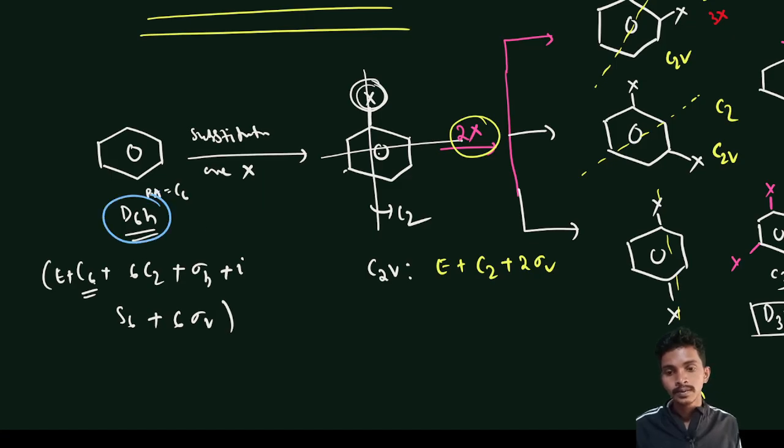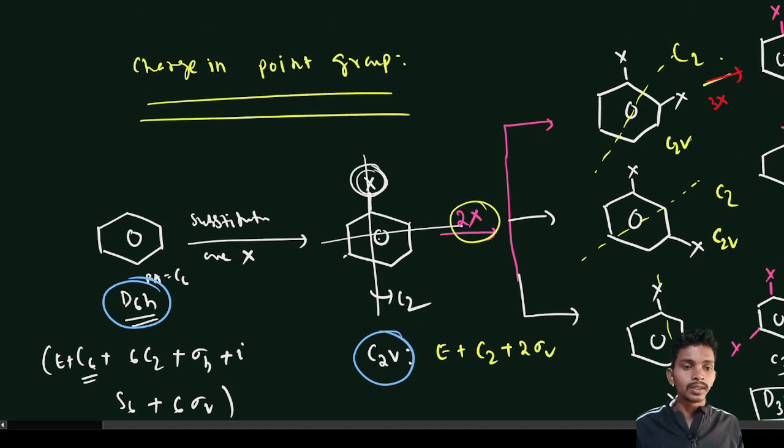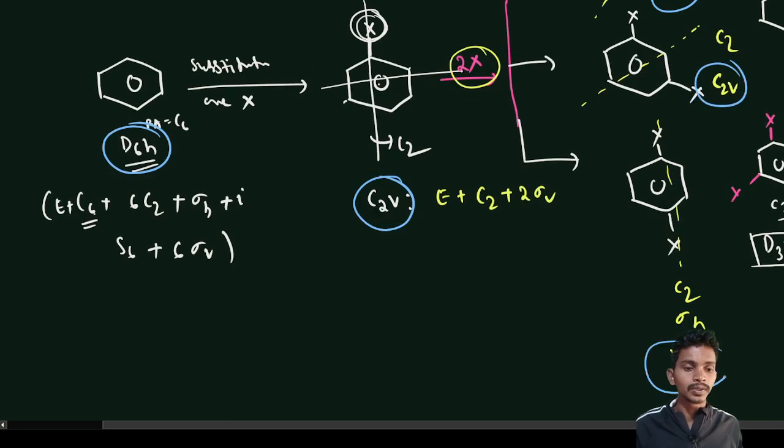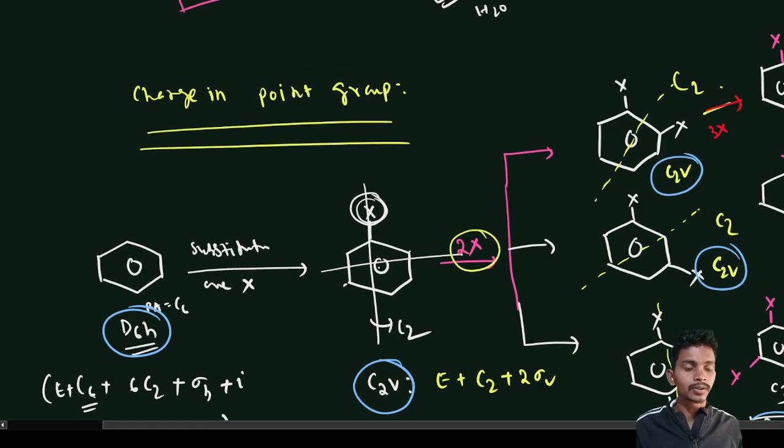So see, in the first case it was D6H. After we replace one, we get C2v. After we replace two, we get C2v and D2H, and whenever I replace with three, I get D3H. The point group symmetry is sometimes decreasing, sometimes increasing. So this is again the D3H point group.